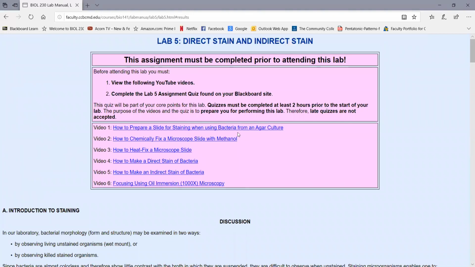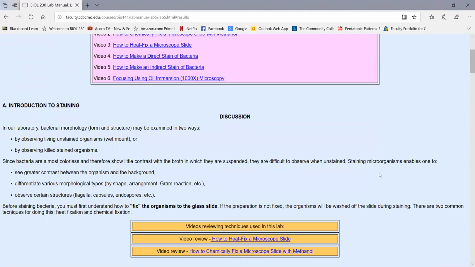And of course, once you've viewed the videos, make sure you do your pre-lab quiz on Respondus. Remember, that has to be done at least 2 hours before the start of your lab. So let's get into the overview of today's lab.